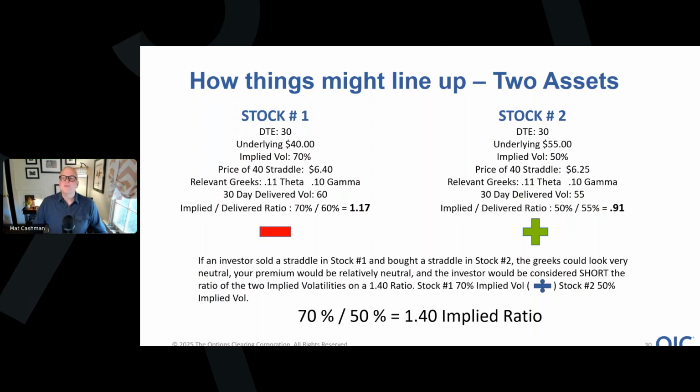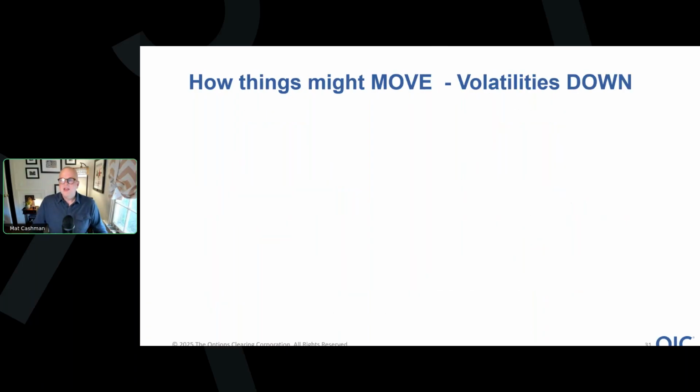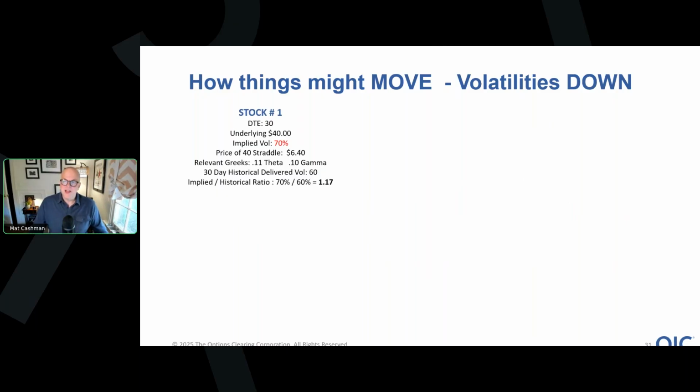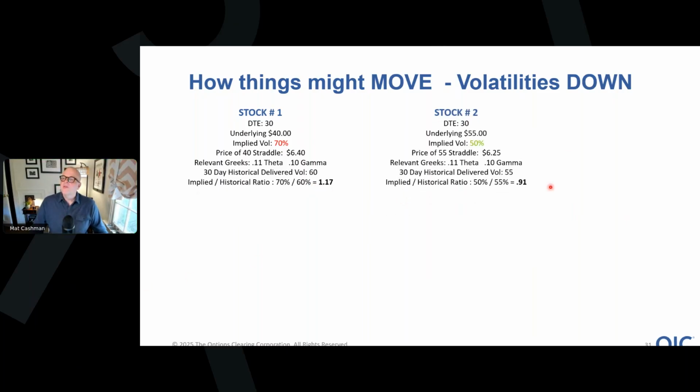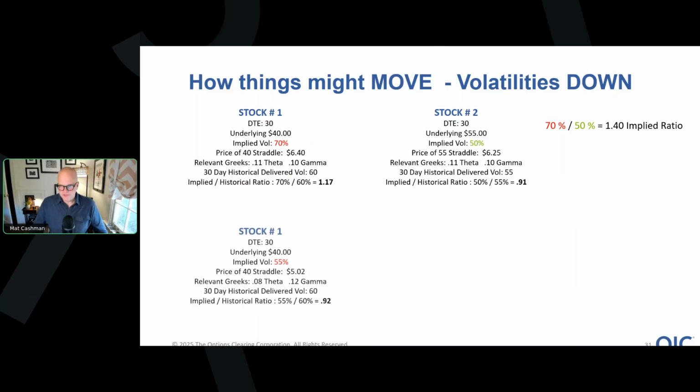So let's assume you made those trades, 10 straddles by 10 straddles. How things might move when implied vols come down. Remember, we had stock 1 that set up with an implied vol of a 70. That ratio was a 1.17, and stock 2 had an implied vol of 50. That ratio was 0.91. We think theoretically that these options are slightly overpriced relative to delivered vol, and these are slightly underpriced relative to delivered vol, and we are short this ratio on a 1.4 implied vol ratio.